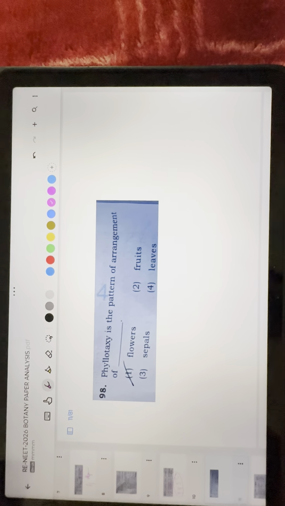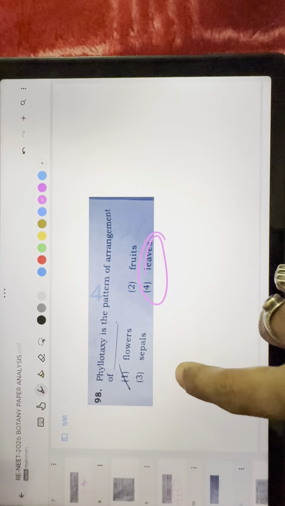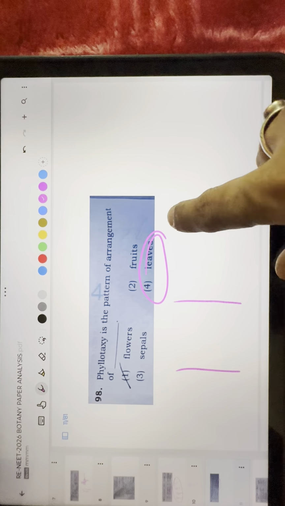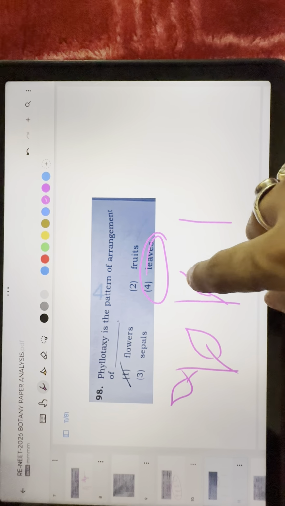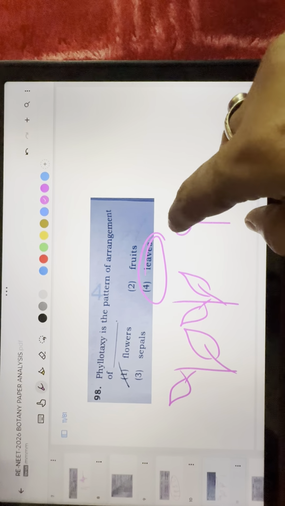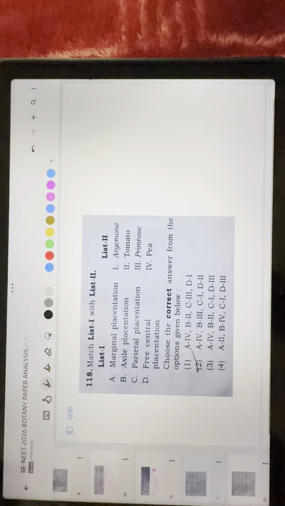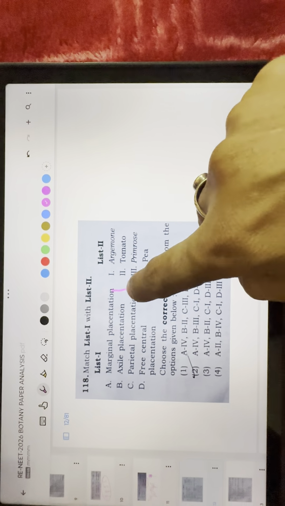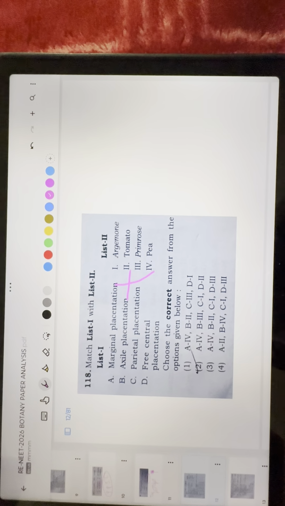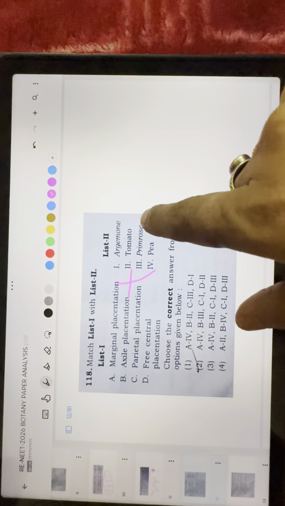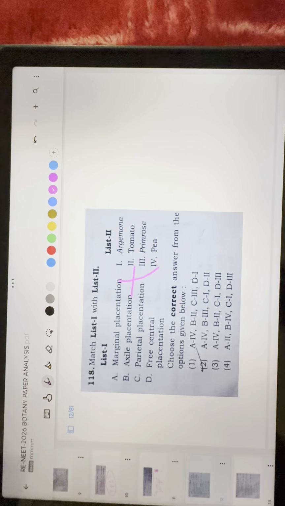Next, phyllotaxy is the pattern of arrangement of the leaves. Phyllotaxy: alternate phyllotaxy, opposite phyllotaxy, and whorled phyllotaxy. Alternate, like this, the leaves are arranged; opposite, like this, leaves are arranged; and whorled phyllotaxy, like bunches of leaves arranged at the same area. Next, marginal placentation is seen in the pea plant, axial placentation in the tomato, parietal placentation in the argemone, and free central placentation in the primrose. Like this, the option will be coming.